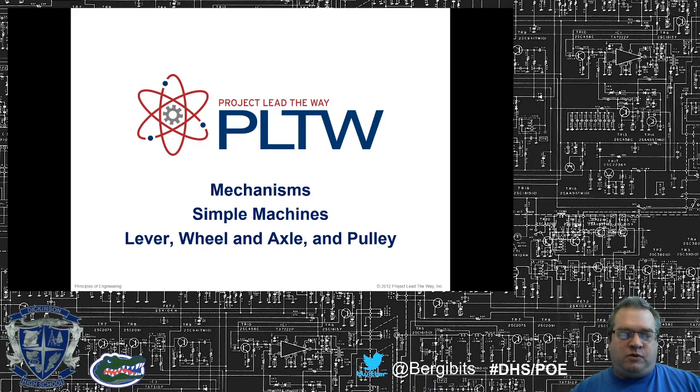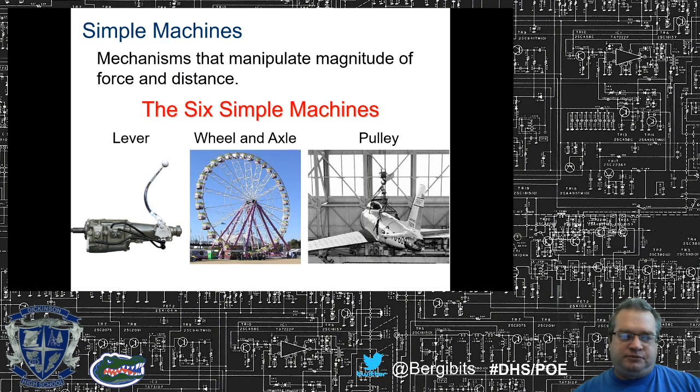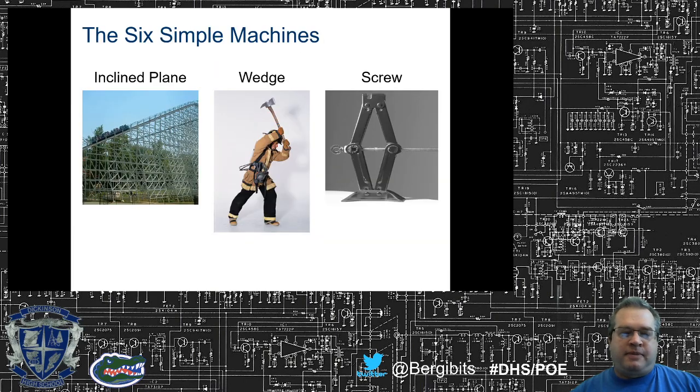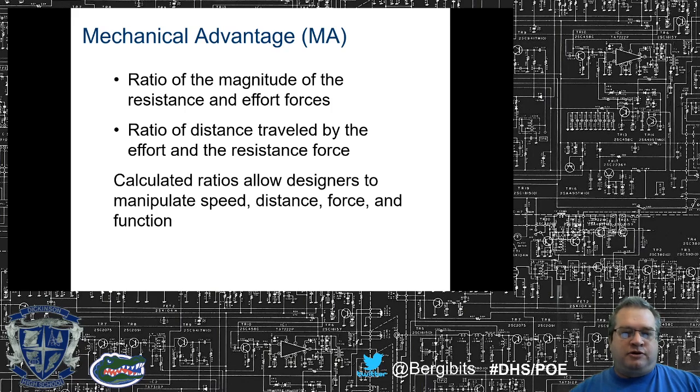Alright, this is lesson 1.1.1, Mechanisms, Simple Machines. There's 6 types: lever, wheel and axle, pulley, inclined plane, wedge, and screw. There's 2 parts to the mechanical advantage of these different types of simple machines. The first part looks at forces, and it's the ratio of magnitude of the resistance and effort forces. The second part looks at distance. It's the ratio of distance traveled by the effort and the resistance force.